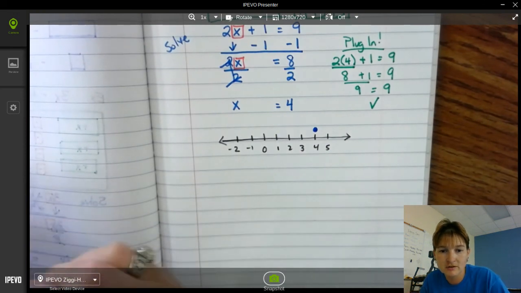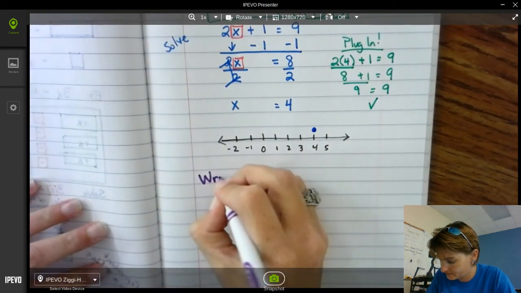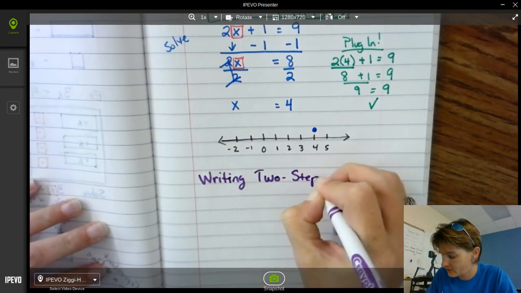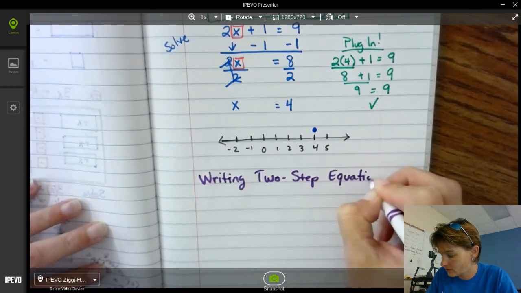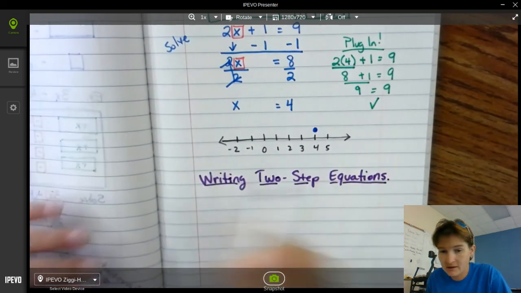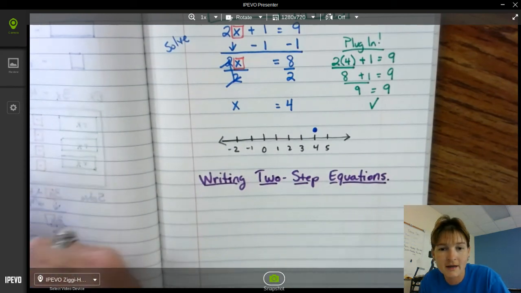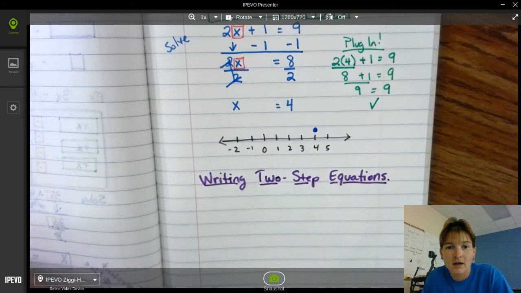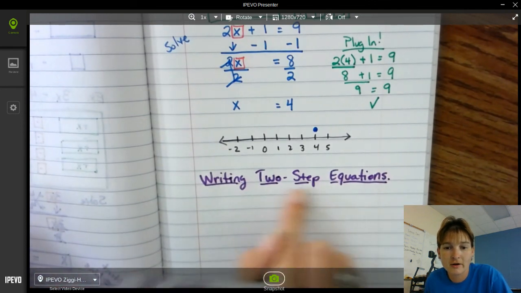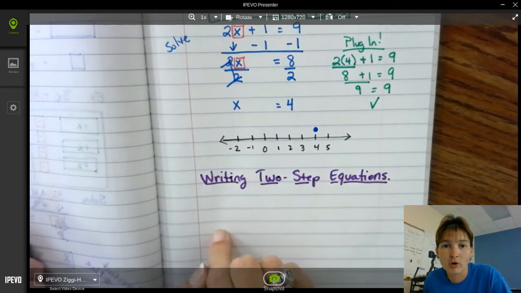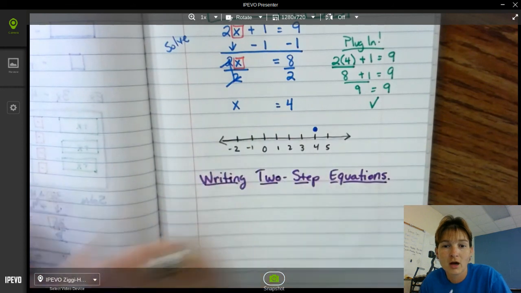Okay, in class we will talk about writing two-step equations. And we'll leave that for class because it's a lot about what the words are and what the problems are asking us to do. So make sure you have how to solve for two-step equations in the modeling. And then tomorrow in class, we will talk about how to write a two-step equation from a word problem so that we can solve like the examples before.